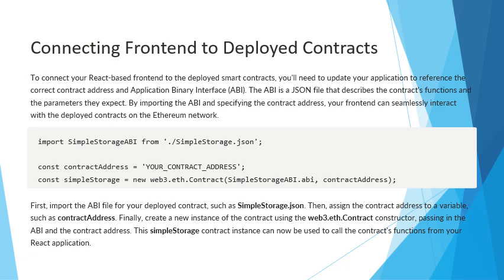Then we assign the contract address to a variable such as contract address. Then we finally create a new instance of the contract using the web3.eth.contract constructor, passing in the ABI and the contract address. The simple storage contract instance can now be used to call the contract's functions from your React application.